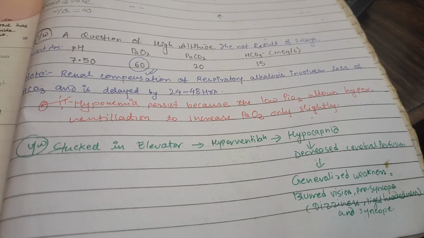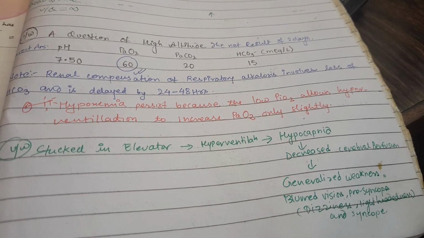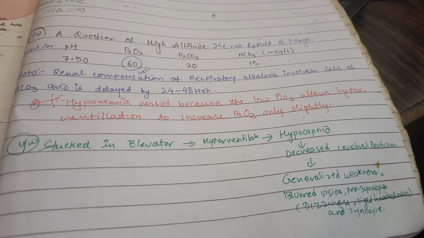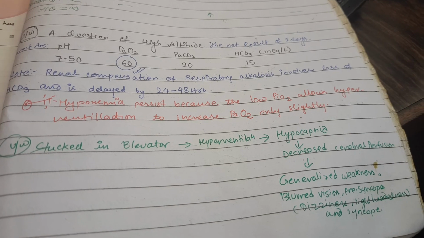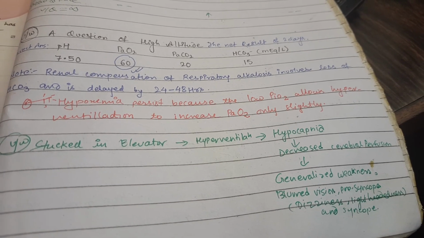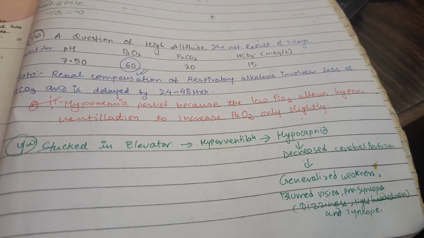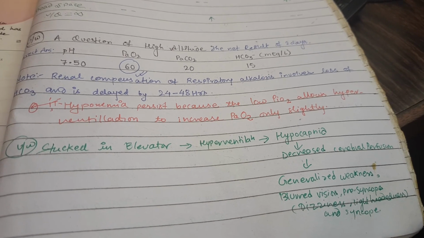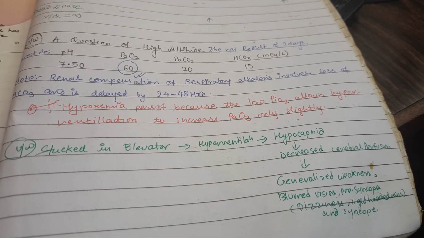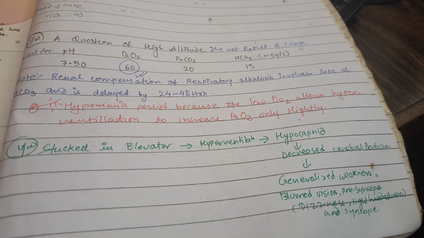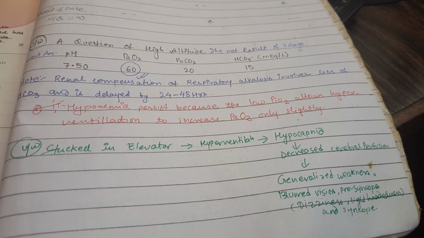Now one question: stuck in an elevator, hyperventilation, hypocapnia, decreased cerebral perfusion. This can lead to generalized weakness, blurred vision, pre-syncope, dizziness, lightheadedness, and syncope. Okay, so this is a classic case of hyperventilation leading to respiratory alkalosis.